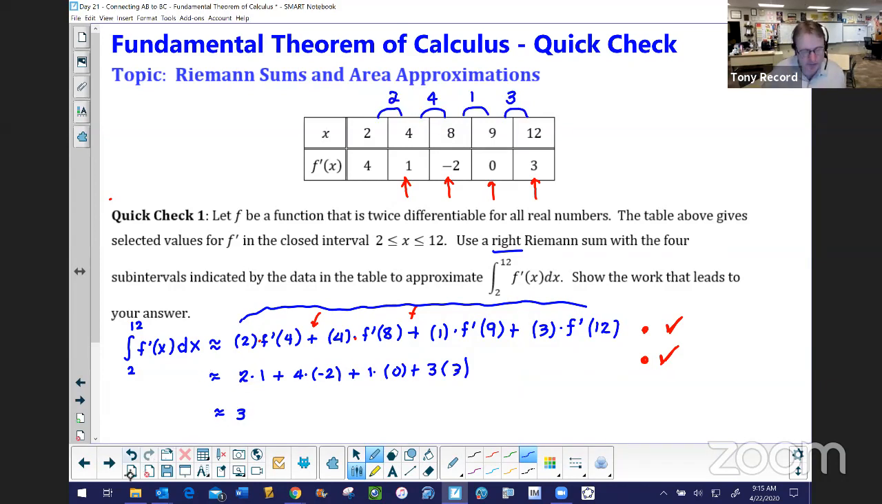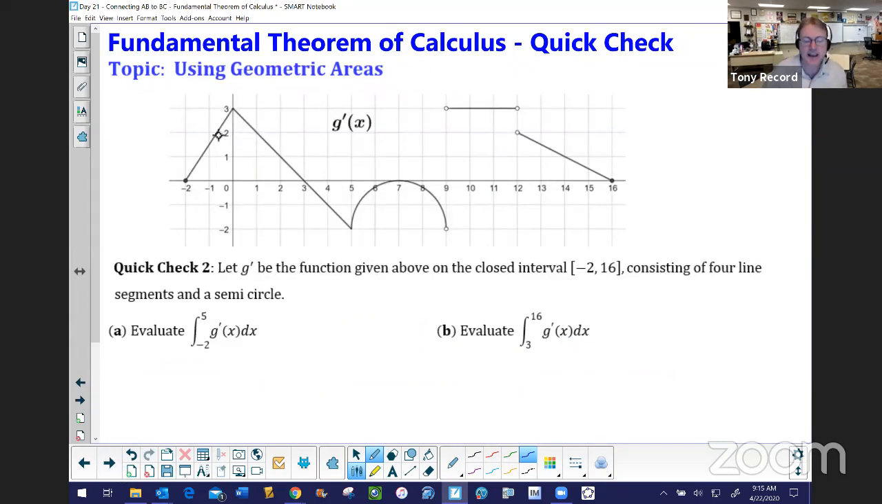Let's move on to quick check number 2, which is going to focus on the idea of using geometric areas. And I'll do part A on this one. So it says we've got g prime, which is the function given above on this closed interval, -2 to 16. As you can see, it consists of 4 line segments and that semicircle. So part A asks us to evaluate the definite integral from -2 to 5 of g prime of x.